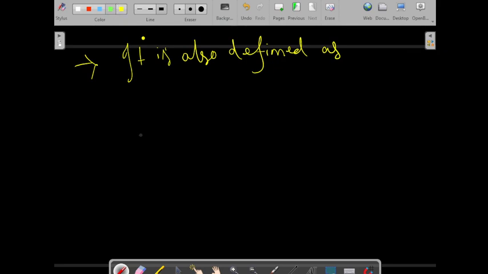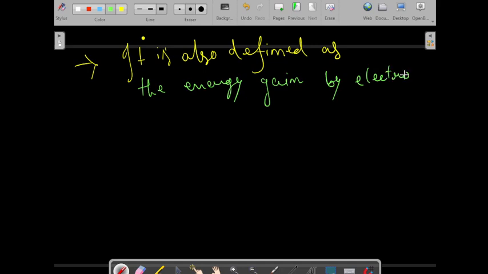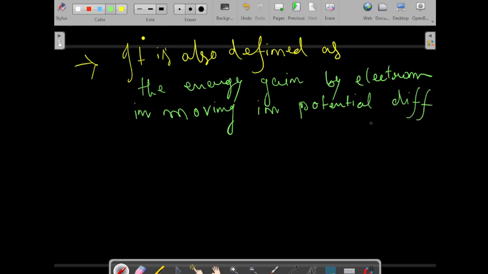the energy gained by an electron in moving through a potential difference of 1 volt.